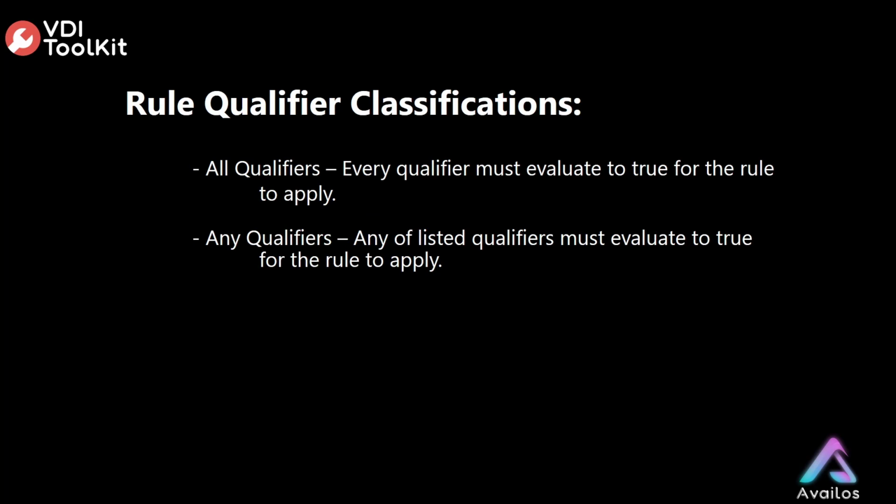Next, let's talk about rule qualifier classifications. With rule qualifier classifications in the rule, we have all qualifiers, which means that any qualifier that's listed under all qualifiers should evaluate to true for the rule to apply. If I had 3 rule qualifiers in the all qualifiers section and one of those evaluated to false, the rule would not apply. Next, we have any qualifiers, which means that any of the listed qualifiers must evaluate to true for the rule to apply.